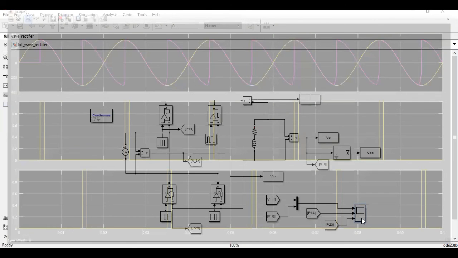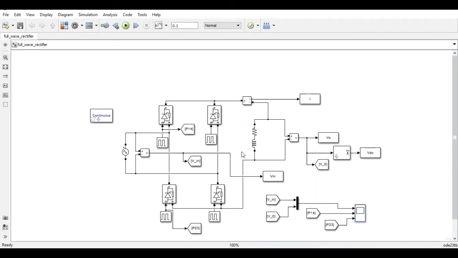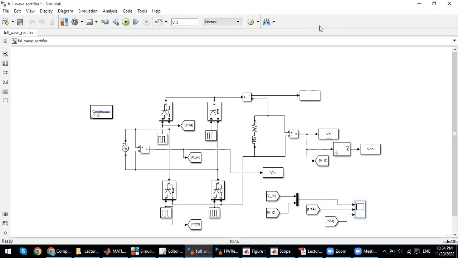So we can see such a waveform for the full wave rectifier circuit as well. And that is all for today.